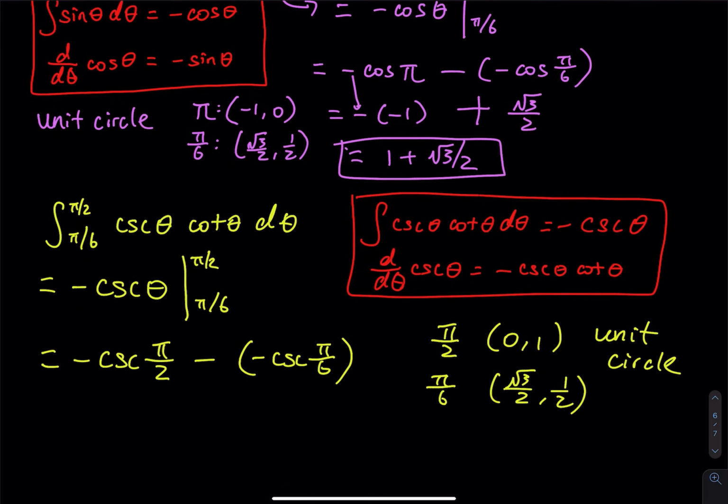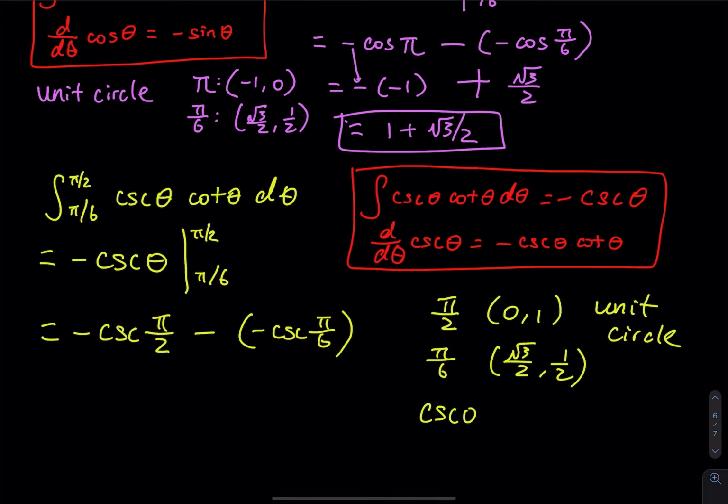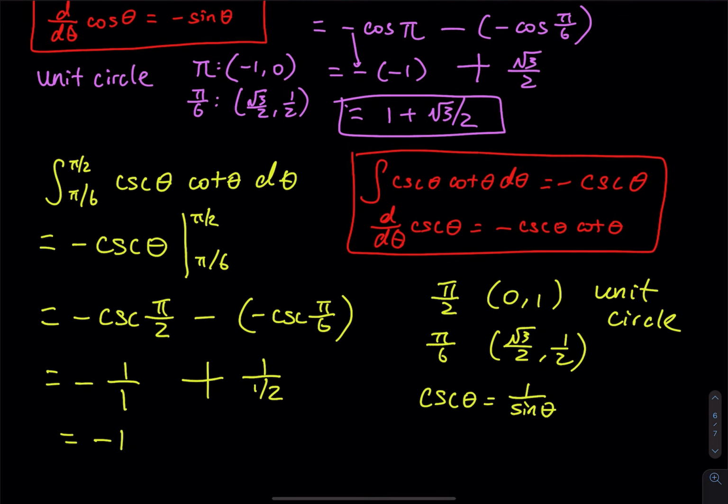Okay, cosecant. Cosecant is 1 divided by sine, right? Sine is y, so you have to take 1 divided by the y coordinate. So the first one, pi over 2, 1 divided by the y coordinate is 1 divided by 1. Minus minus, you get a plus. Pi over 6, you take 1 divided by the y coordinate, which is 1 divided by a half. So overall, you have negative 1 plus 2, that is equal to 1.